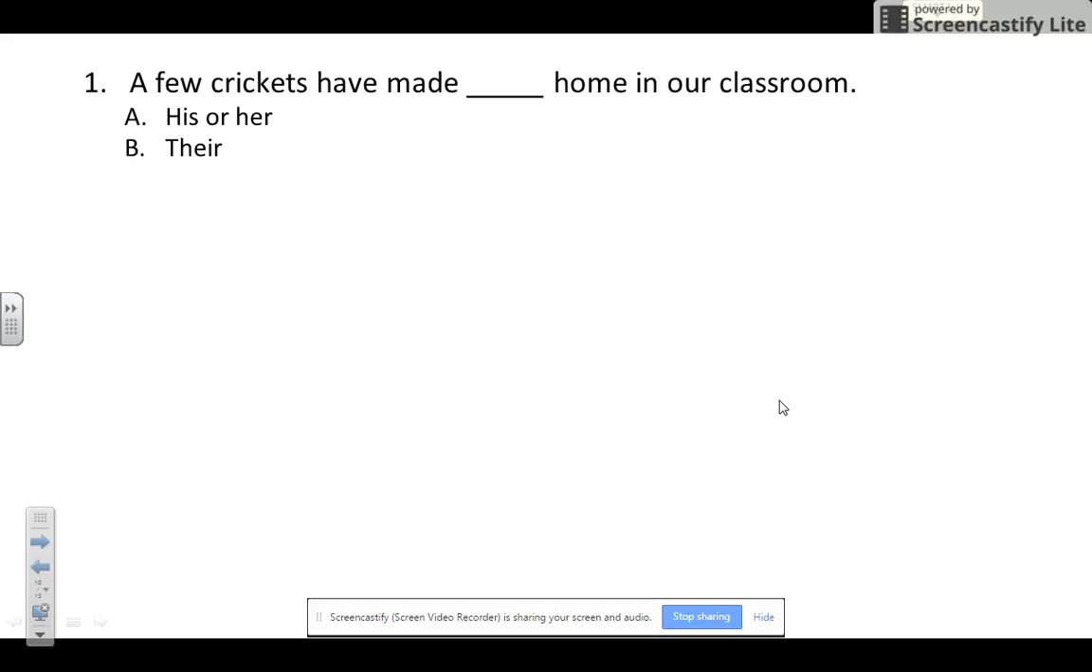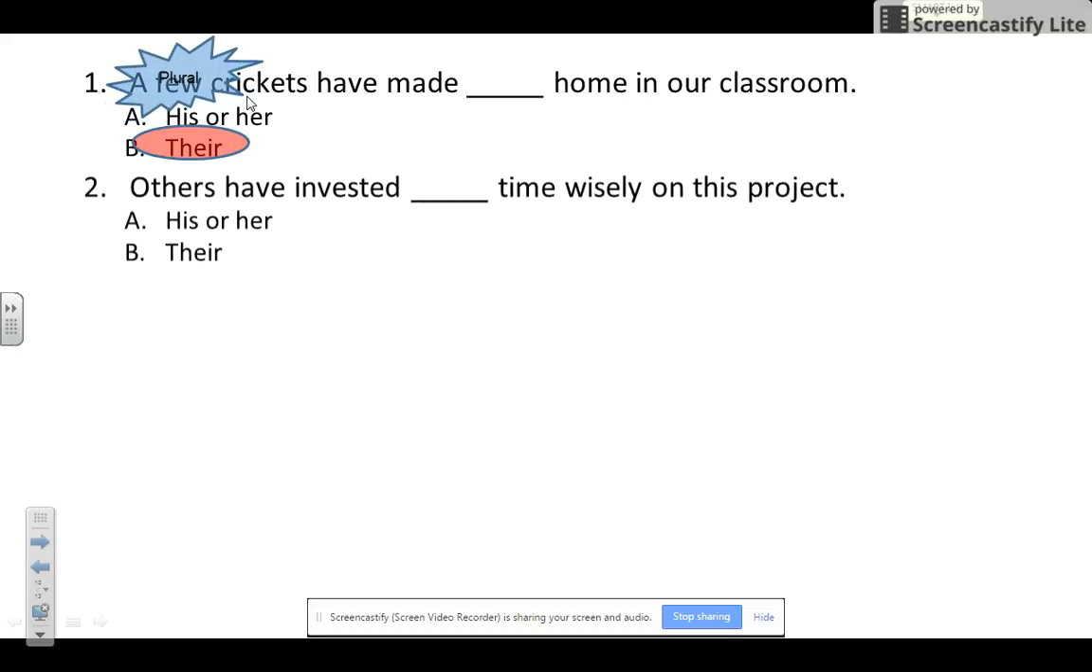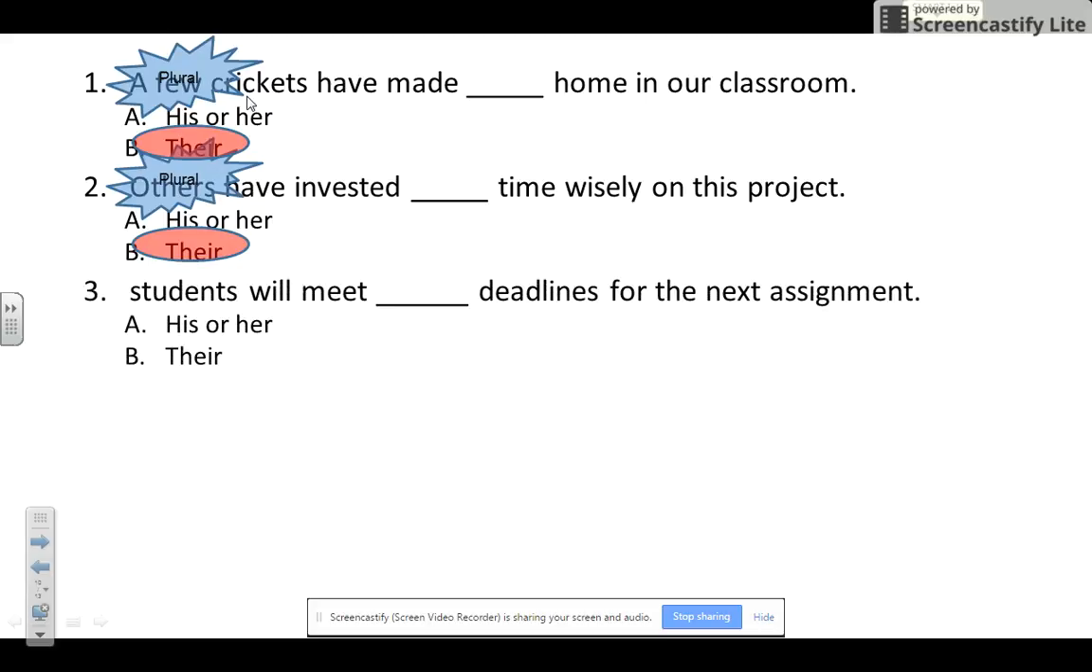This is the toughest one. This is a good time to have your interactive notebook page out when you're looking at agreement and numbers. A few crickets have made their home in our classroom. Notice how few is plural. So since few is plural, we need a plural pronoun, which is their. Others have invested blank time wisely on this project. Notice how others is plural, so we need a plural pronoun there.